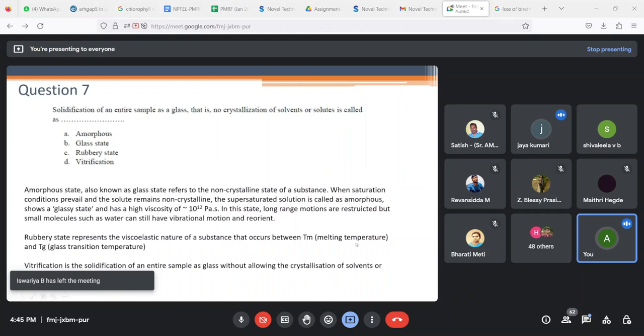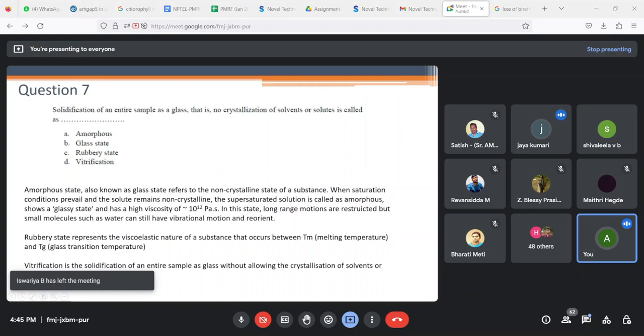Let's say your food has a melting temperature of somewhere around 3 degrees or so, and your glass transition temperature is somewhere around -5 degrees. So your temperature between 3 and -5 degrees will have a rubbery state of the food. And this entire process of solidification into an amorphous or a glassy state without allowing crystals to form, and when I mean crystals, I mean proper ordered structures, without crystallization, this process is known as vitrification.